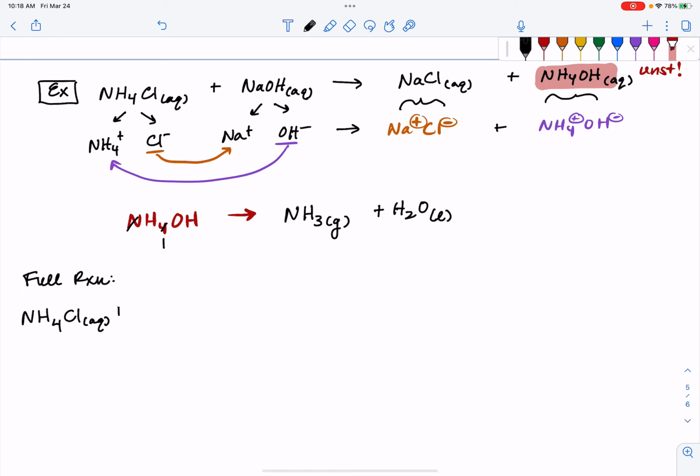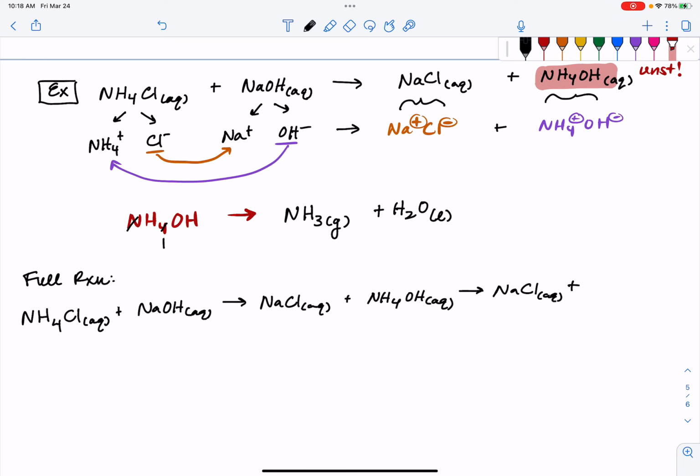Ammonium chloride reacting with sodium hydroxide to form sodium chloride and ammonium hydroxide, which has sodium chloride in solution still, and then the resulting decomposition products of our ammonium hydroxide, which was our ammonia gas, and H2O liquid.